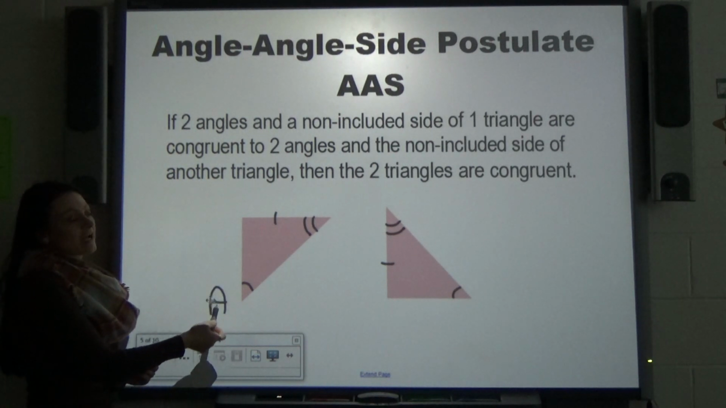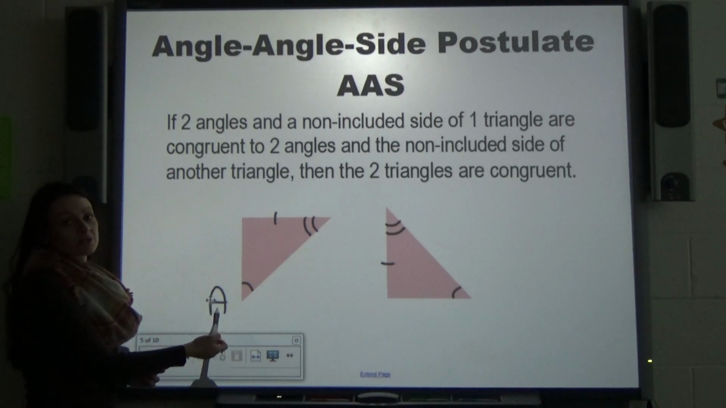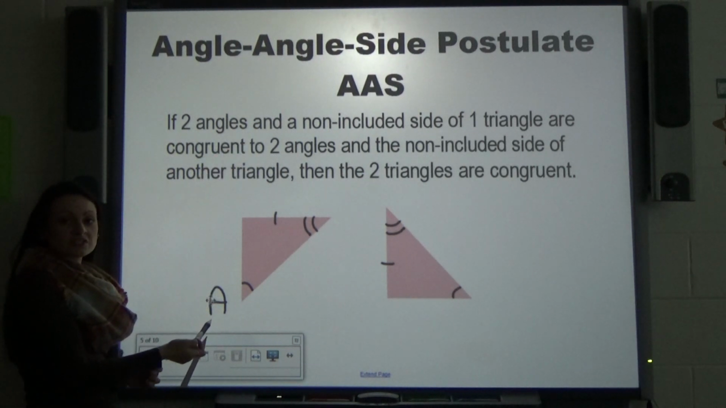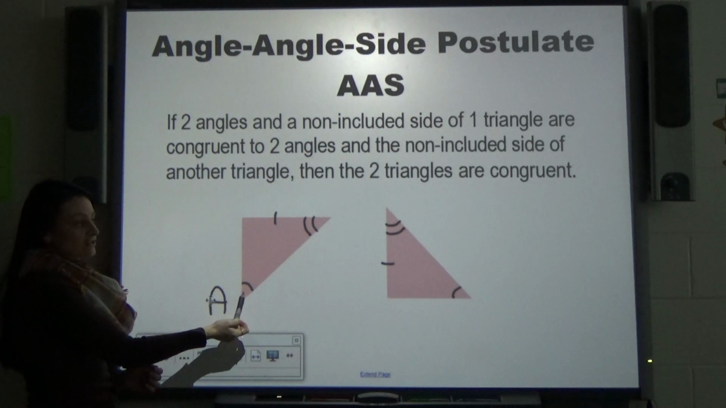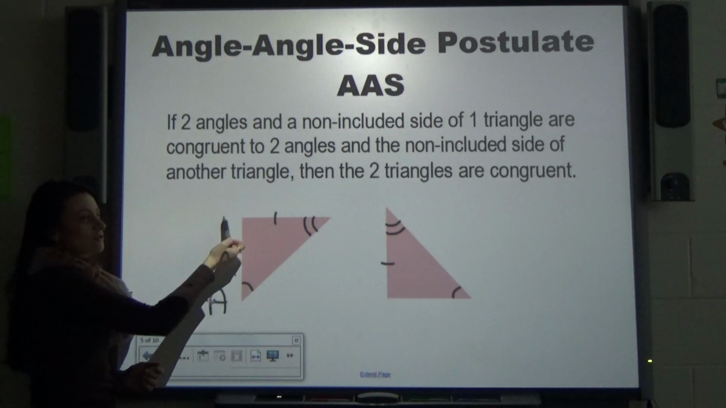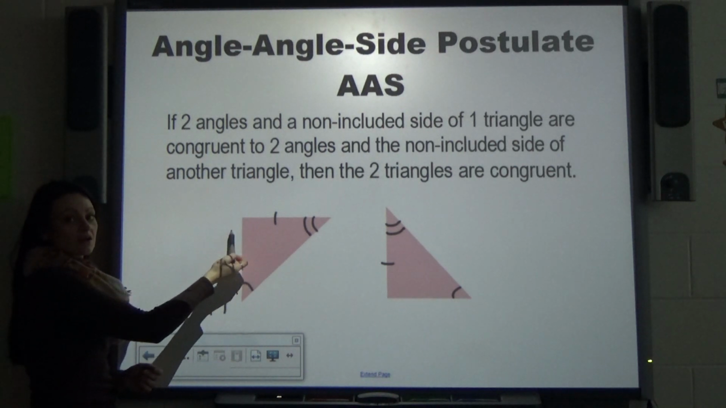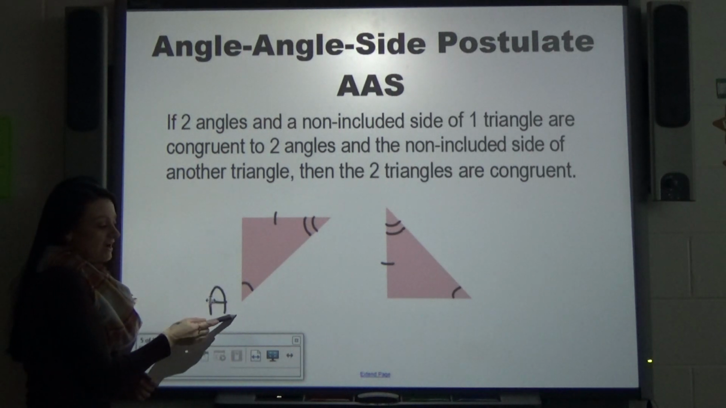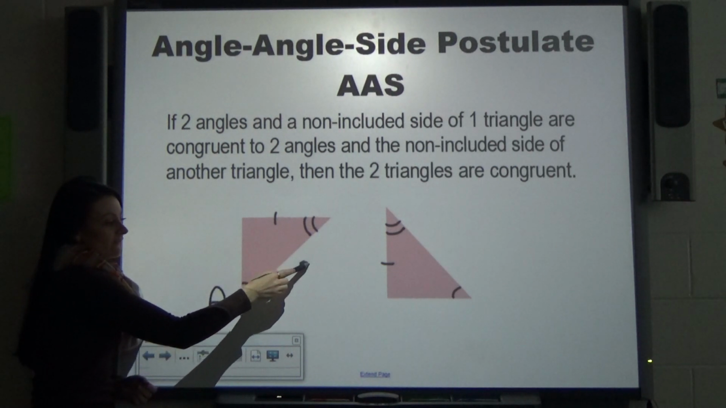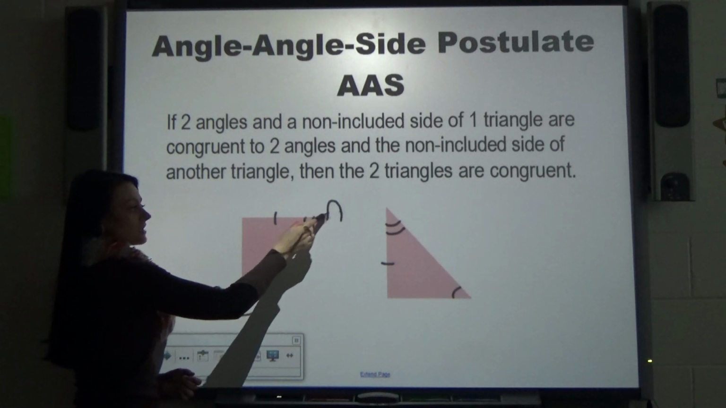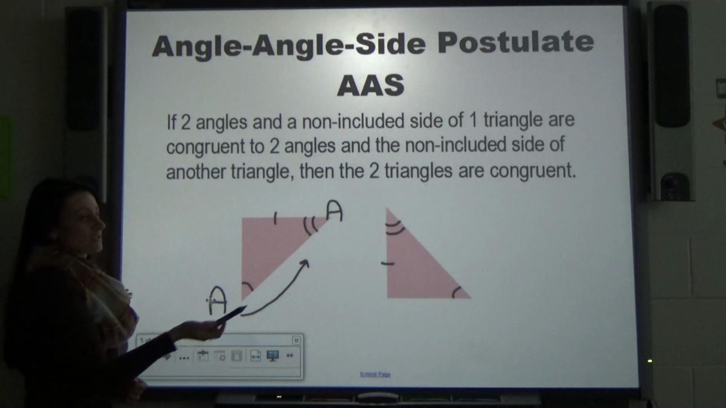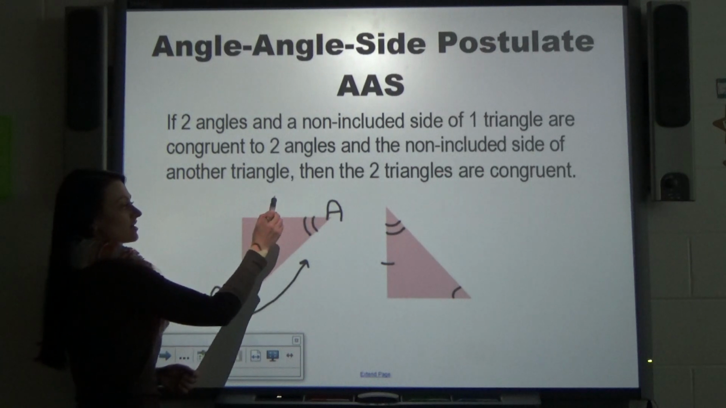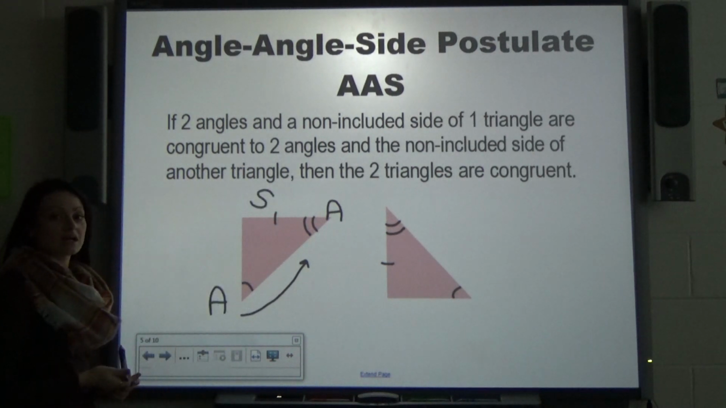The next thing I have to be able to mark in order to follow this postulate is another angle. If I travel up this way, there is no angle listed here, so I can't come to this part of my triangle. I have to travel this way to this double tick mark angle that's labeled. And I'm going to continue in that same direction, and there's finally my side.